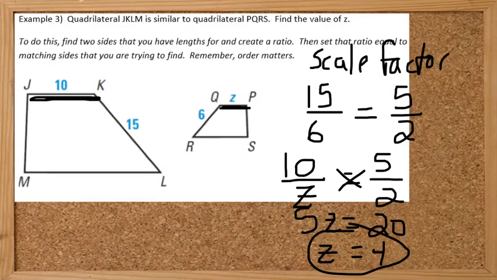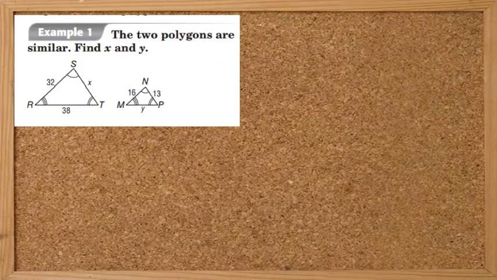Okay, so let's try another example. Notice with this problem now, there are two variables. So I would say the same thing. There are multiple ways you can do it, but I like to find the scale factor right away. That way I know I'm going to set it equal to that scale factor every time.